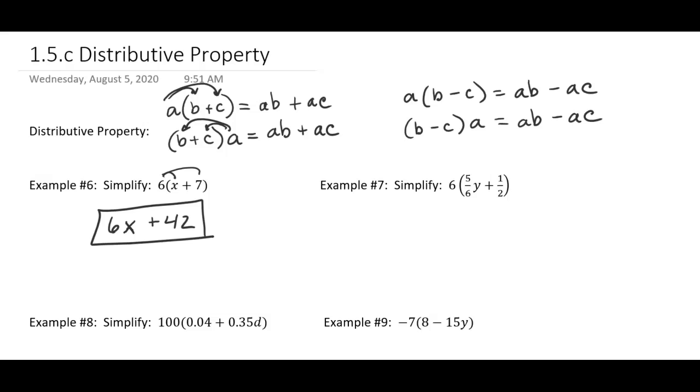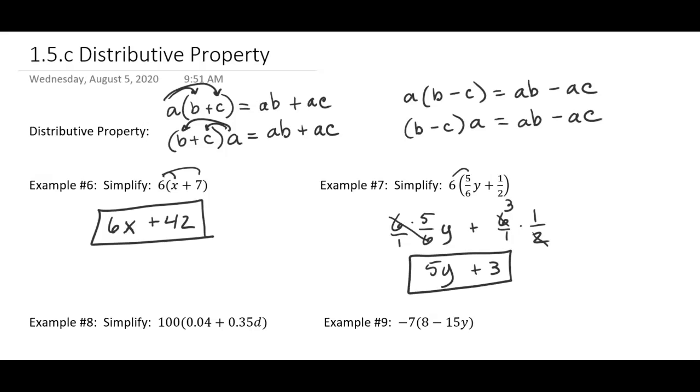All right, over here on example 7, we're going to go 6 times 5 over 6y, you can put that 6 over 1 if you want to, plus 6 over 1 times 1/2. Well, here we can simplify, right? So the 6's cancel there and we get 5y. And then 2 goes into 6 3 times. 3 times 1 is going to be 3. So our answer is going to be 5y plus 3.